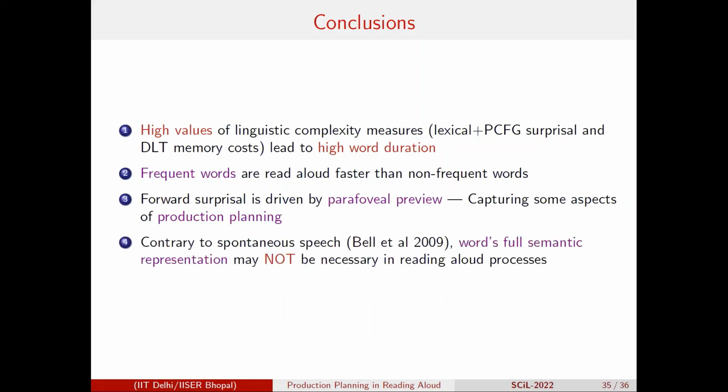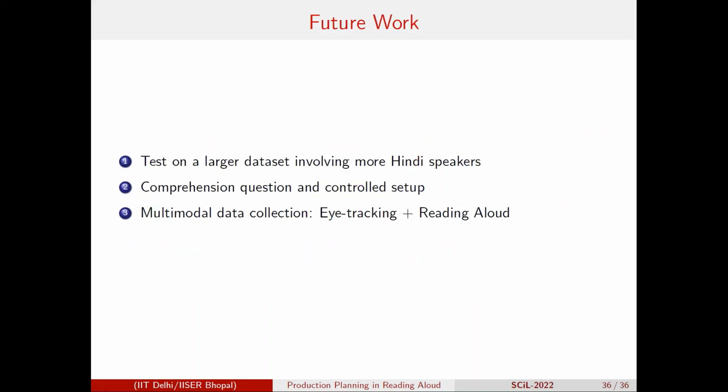Contrary to what has been shown for spontaneous speech, maybe for reading aloud processes we would not require full semantic representations of words. As part of future work, we would want to test these findings on larger data sets involving more Hindi speakers. Currently, we just have 2 speakers. We would want a controlled setup, and we also want to put in comprehension questions just to probe that the speakers are not reading mechanically.